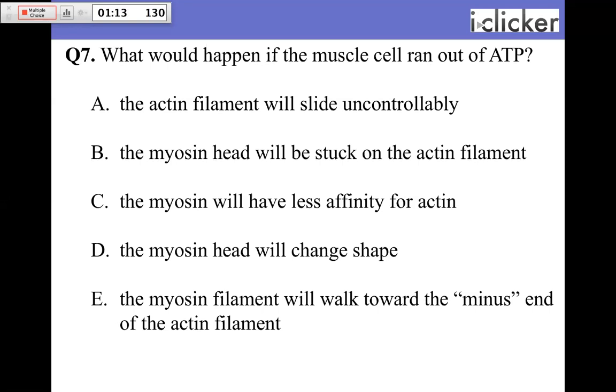How are we doing? About 5 more seconds? What would happen if the muscle cell ran out of ATP? All right, let me close it up.